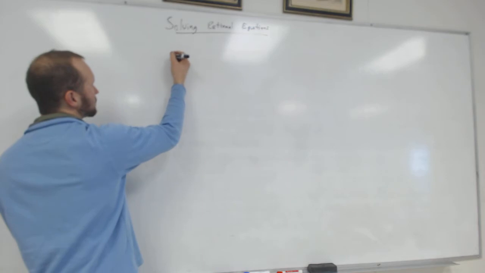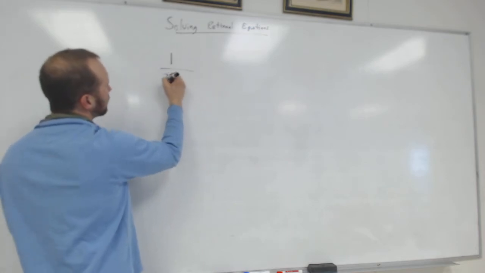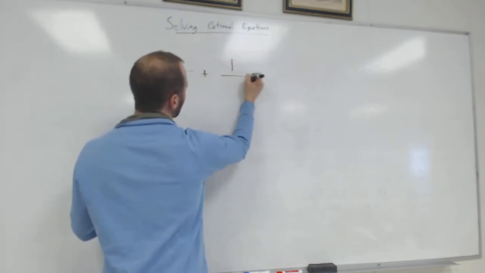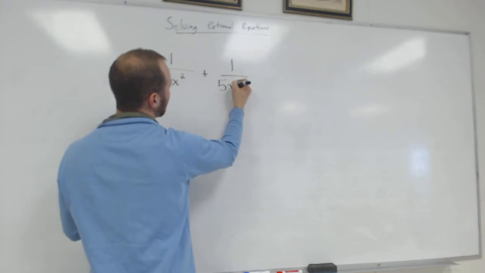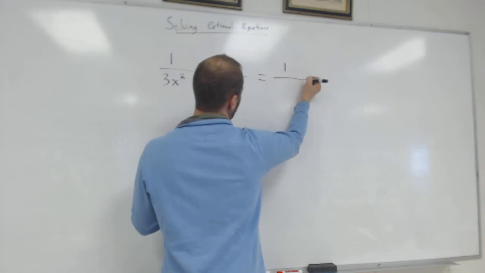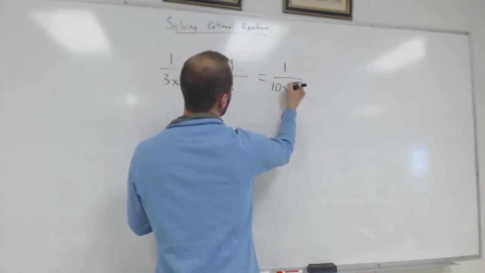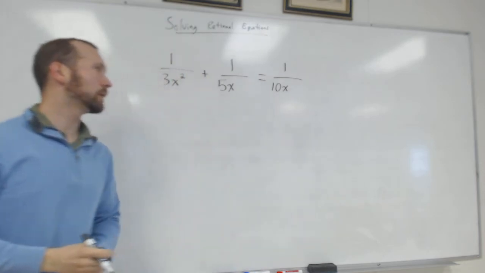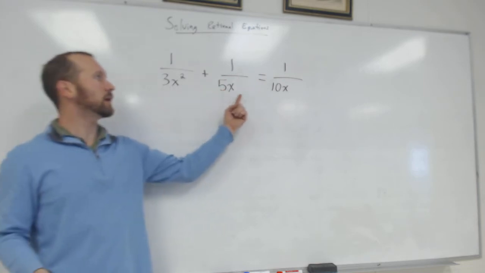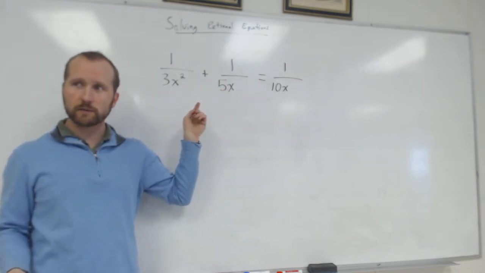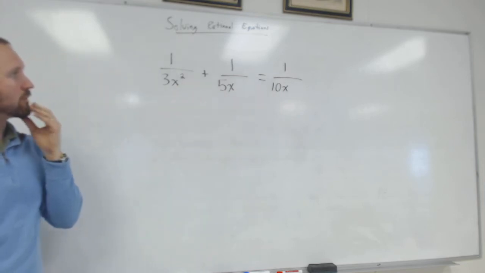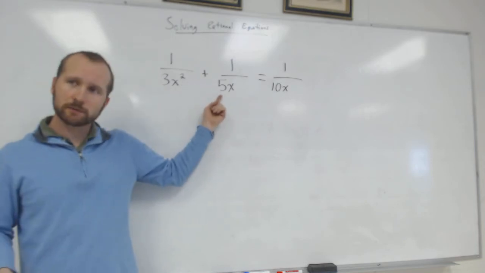So what if I had something like this? 1 over 3x squared plus 1 over 5x equals 1 over 10x. We'd have to do it by 10x squared. Okay, so the x squared would cancel all my x's because I don't have anything bigger than x squared. But the 10 would only cancel this and this. 15x squared. The 15 would cancel this and this.